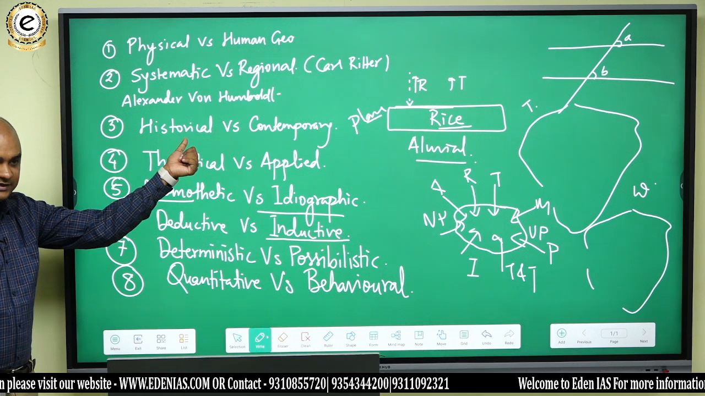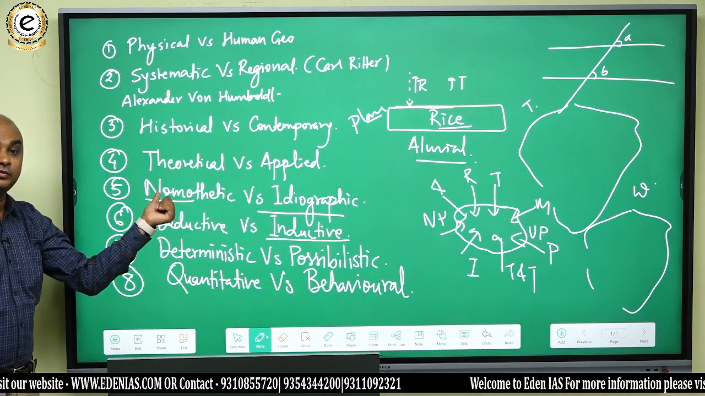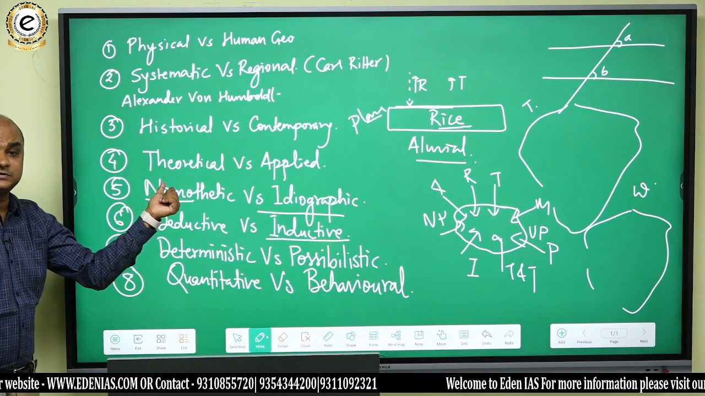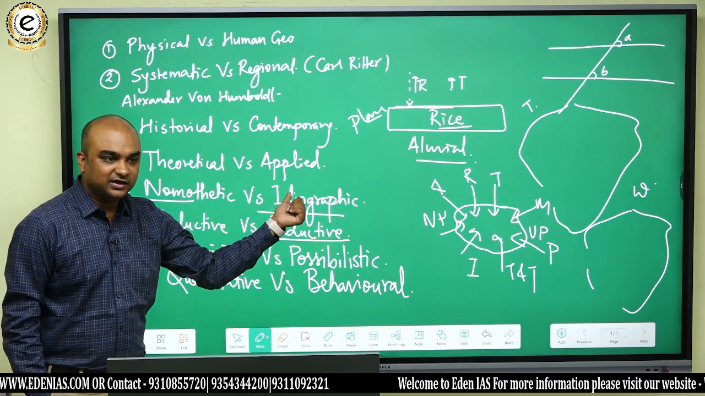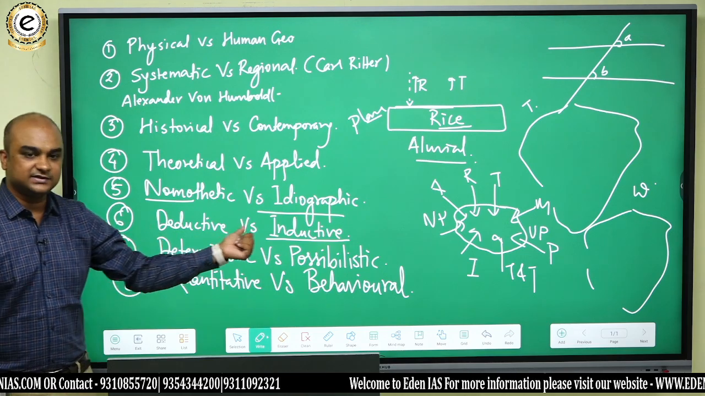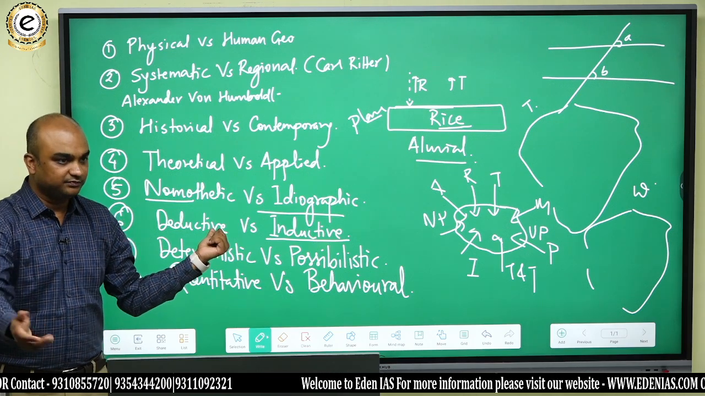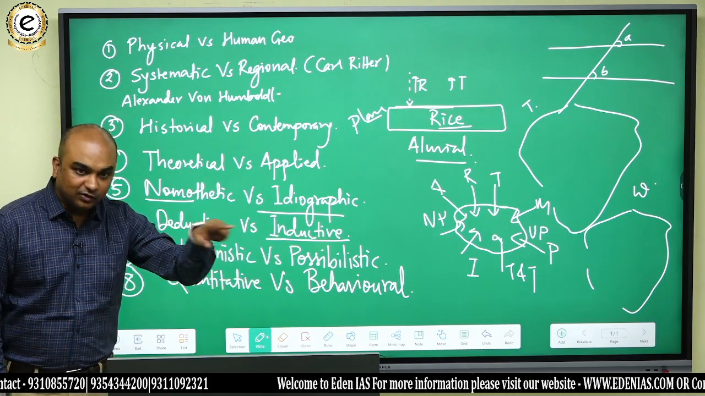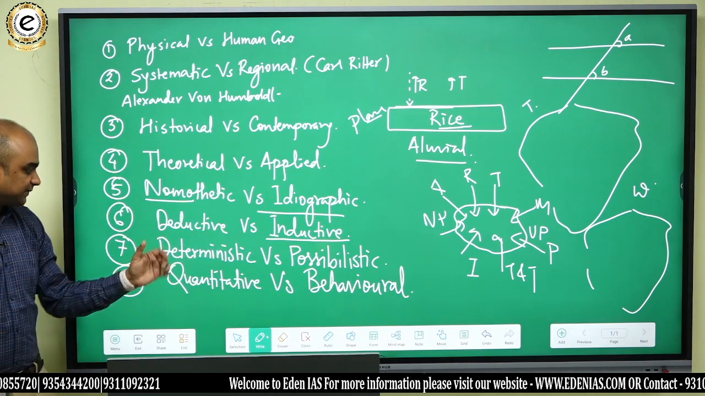Historical and contemporary, theoretical and applied. Nomothetic versus idiographic. Nomothetic मतलब geography में भी laws बनाए जा सकते. कैसे laws? General laws. Idiographic means it is unique. You cannot attempt to make general laws in geography. Then deductive versus inductive. Deductive means you start with an assumption, you test the theory. Inductive means you do ground experiments, then you build the theory on the basis of the results of those experiments.